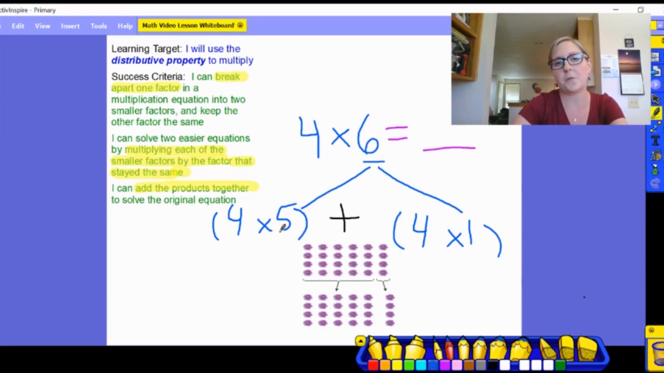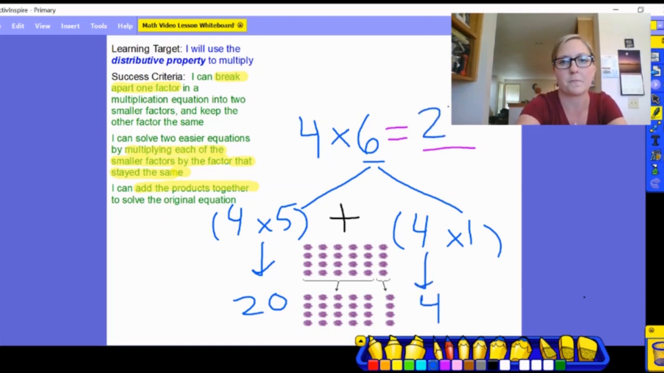So if we solve for 4 fives, 4 rows of 5, and 4 ones, 4 rows of 1, and we added those together, we would get the total for 4 times 6. And so really quickly we can do that. If you look at this part of the array and we count by fives, we can see there are 5, 10, 15, 20 little flowers on that part of the array. And then on the other side, we only have 4 flowers. And we can do 20 plus 4 to solve 4 times 6.